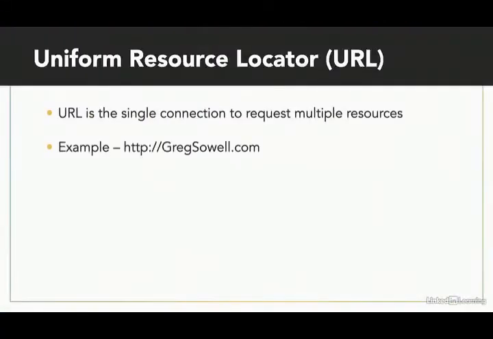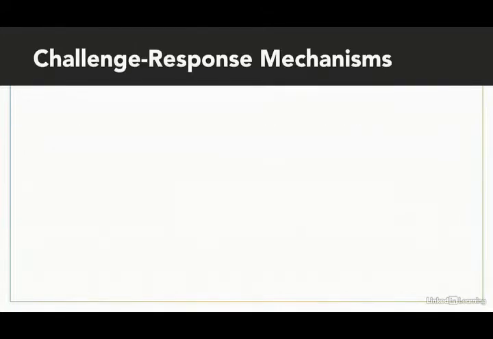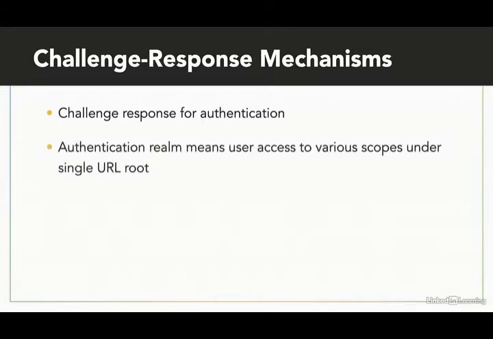HTTP resources are located via Uniform Resource Locators, or URLs. When requesting resources, a single connection can be used to transfer images, scripts, etc., which causes less latency for the transfer overall. HTTP provides several challenge response mechanisms to provide authentication. It can also employ authentication realms. This allows an authenticated user access to various authentication scopes under a single URL route.